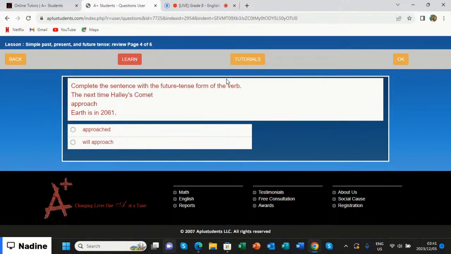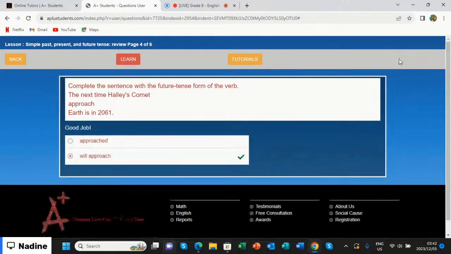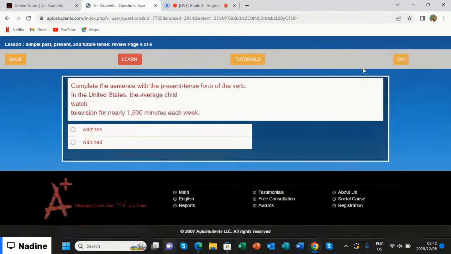The future tense. All right, so we will say will approach. And that shows the future tense form of that verb, because future tense meaning it will still happen. Will, we add will in front of it. So well done. Will approach is correct.